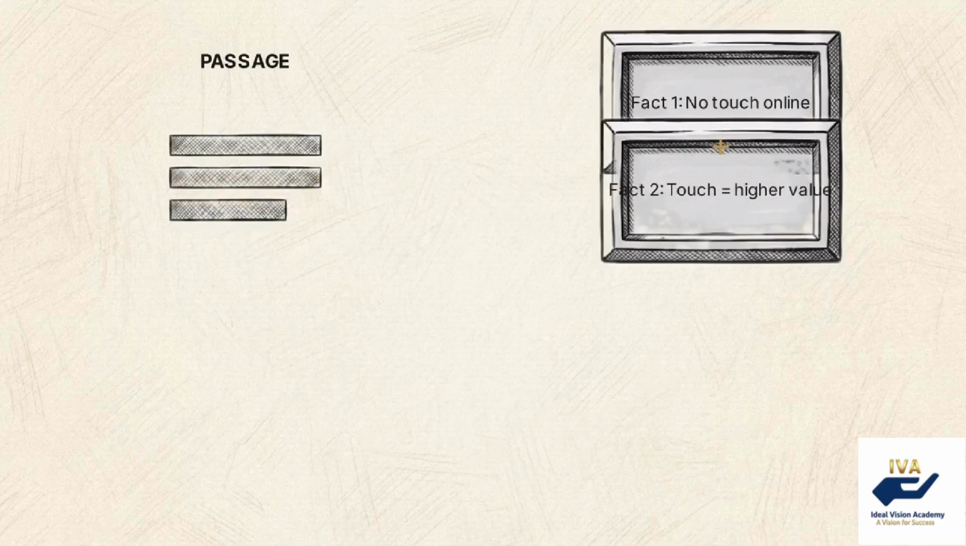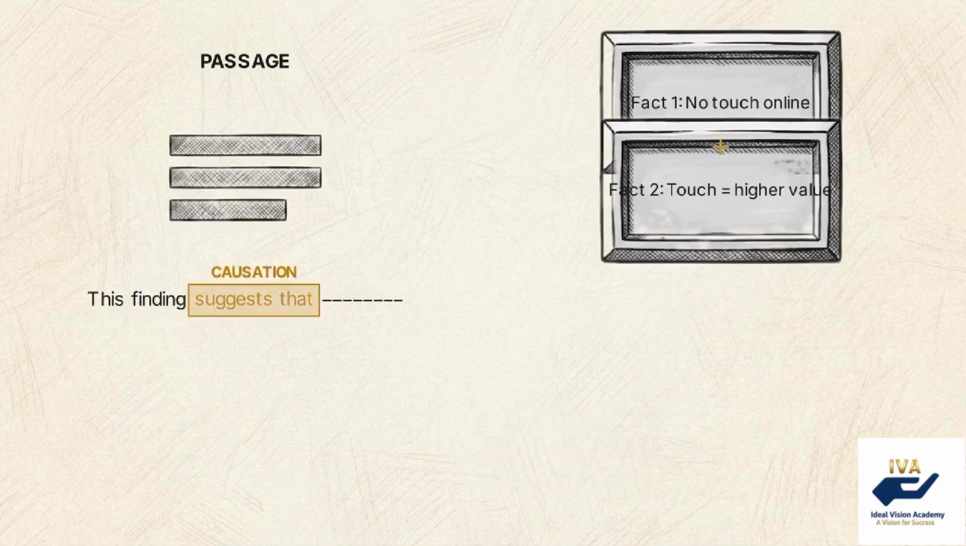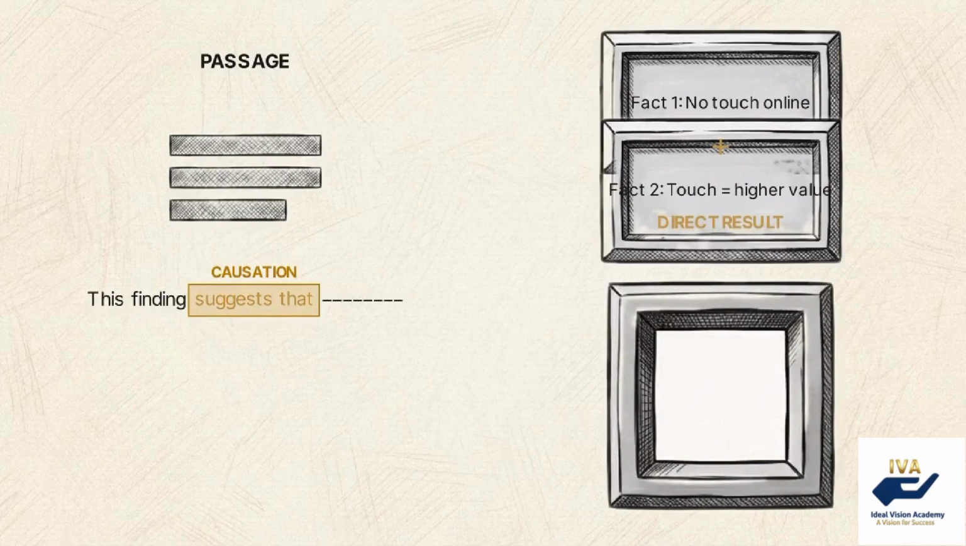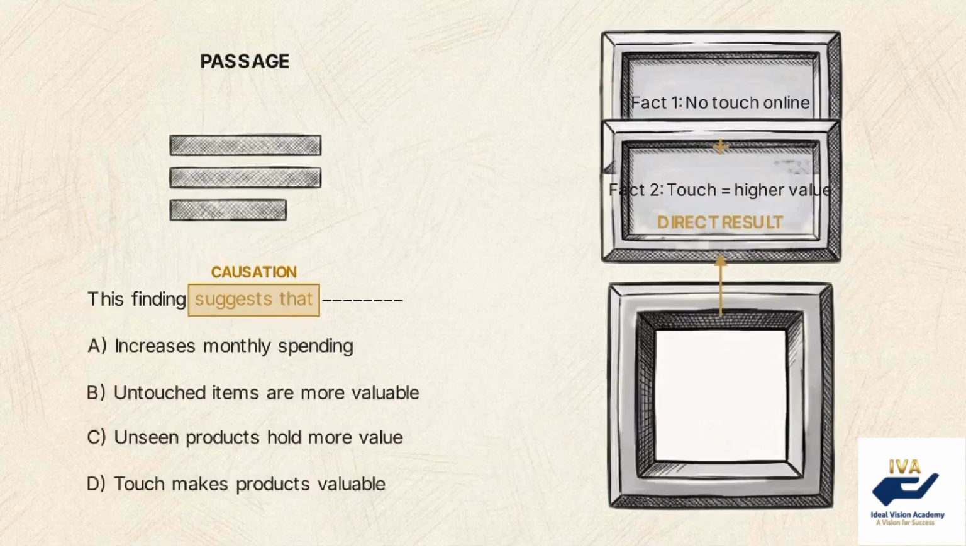Moving to step 3, we identify the relationship. The prompt ends with, this finding suggests that. This specific phrasing requires a causation or conclusion relationship to finish the thought. We need a direct result of our two facts. Now for step 4, we eliminate. Evaluate the multiple choice answers strictly against our two facts. Watch out for trap answers that introduce completely new data, like monthly spending habits. Since our facts don't discuss monthly spending, we discard that option immediately. Any choice claiming untouched items are more valuable contradicts our established rule, so we cross them out.